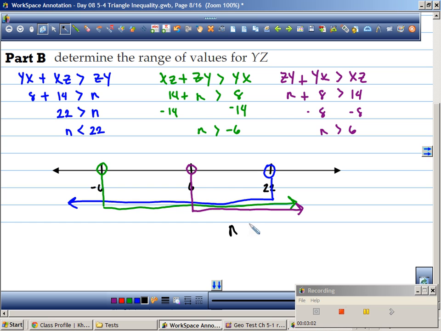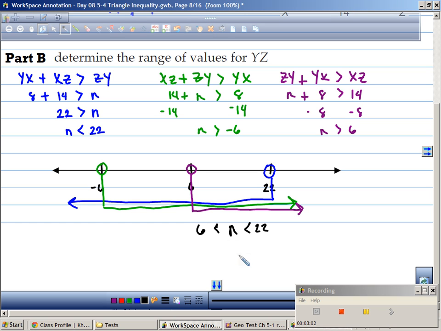n has to be smaller than what? 22, but larger than 6. See how that works? Get it now? Okay, question? Good. All right, that's it for today.